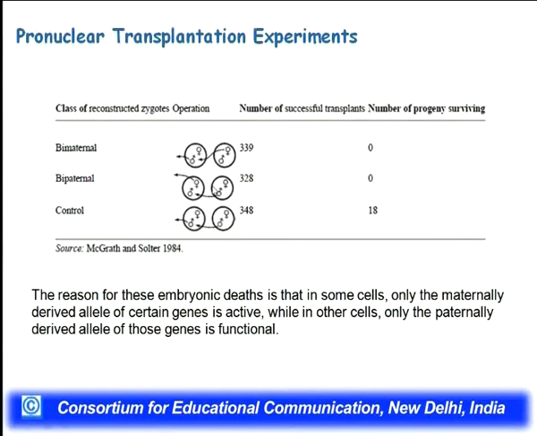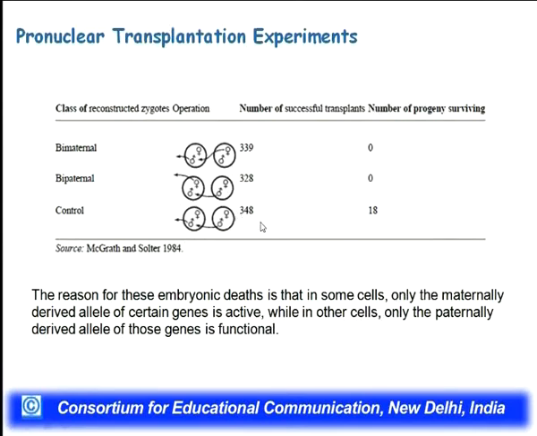In this case, as you can see, if it is a bimaternal reconstructed zygote, the number of progeny surviving will be zero. In case of bipaternal, where the transplants were constructed such that both the pronuclei were coming from the paternal side, again the number of progeny surviving was zero. However, if a transplantation experiment was done where one nucleus was of a male and another nucleus was of a female, then at least 18 progeny were surviving.